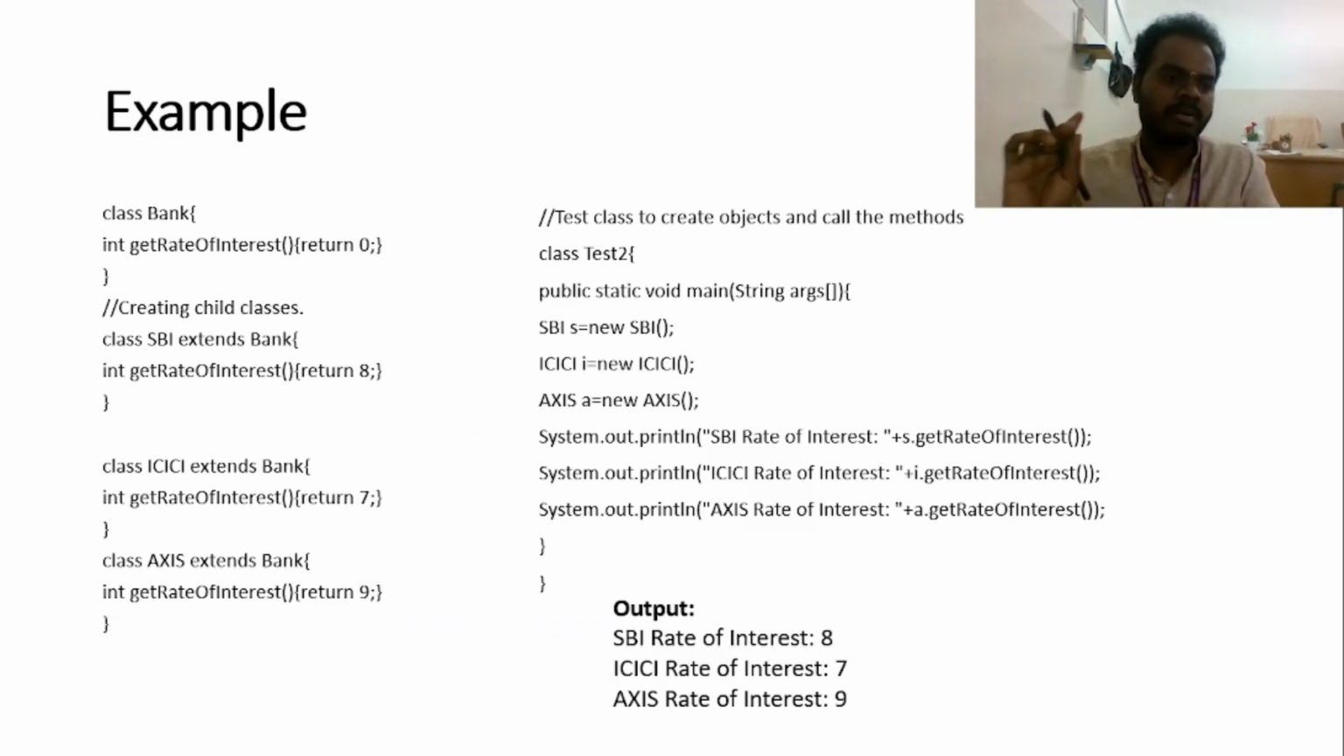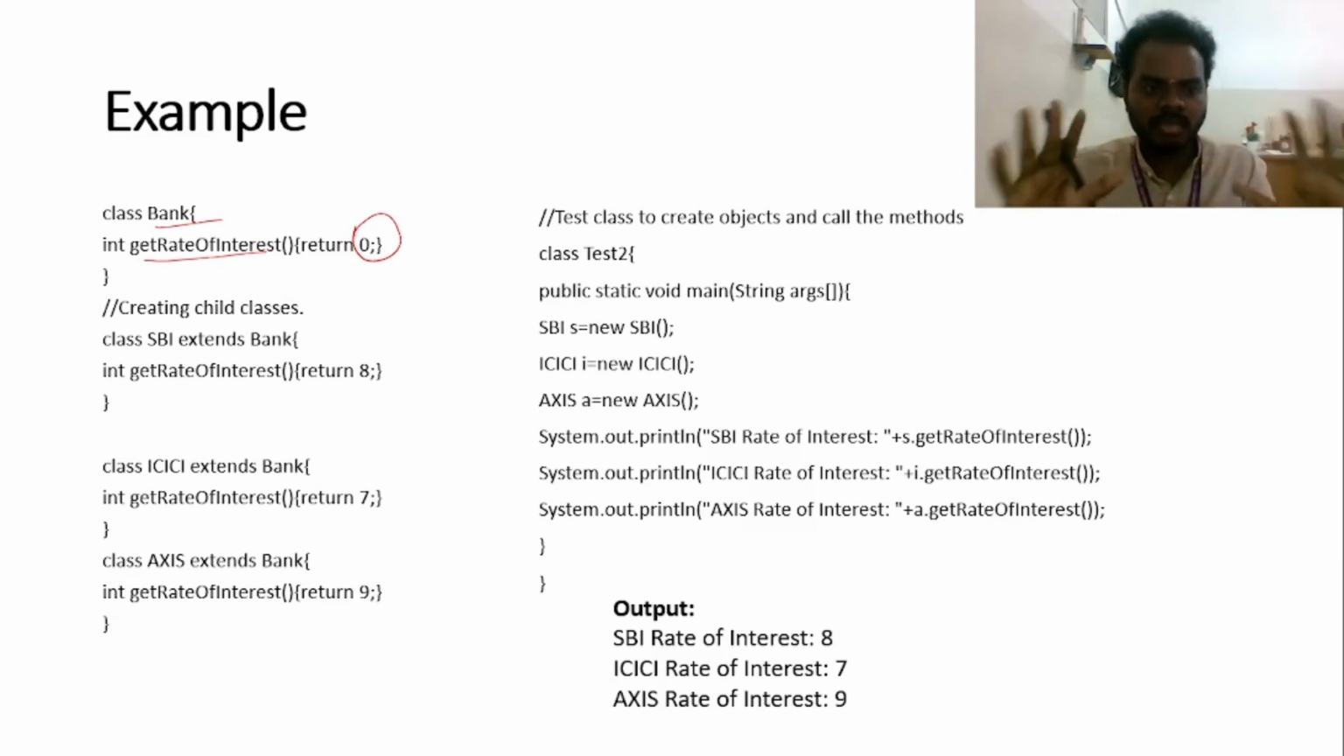See, in this programmatic concept, as I said before, Bank is your base class. In this base class, there is a method called getRateOfInterest. If you call this method, by default it will return the value 0. Since I have not set any default value for Bank, if you go and call the Bank class method, by default it will return 0.